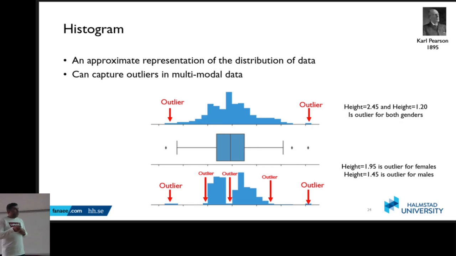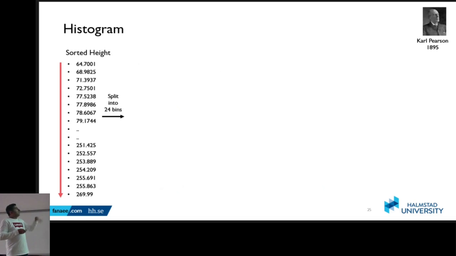Imagine that we have a histogram, and then we have some points that are located in these low frequency bins. For instance, a height of 2.45 or 1.2 can be an outlier for both males and females. But 1.95 can probably be an outlier for females, and 1.45 can be an outlier for males. This kind of outlier cannot be detected with box plots, but in a histogram you can observe this kind of thing.